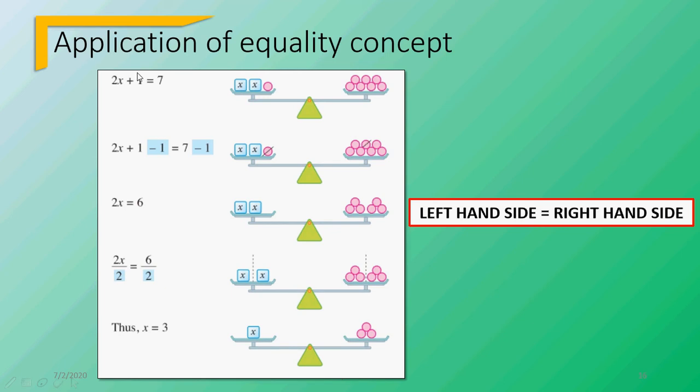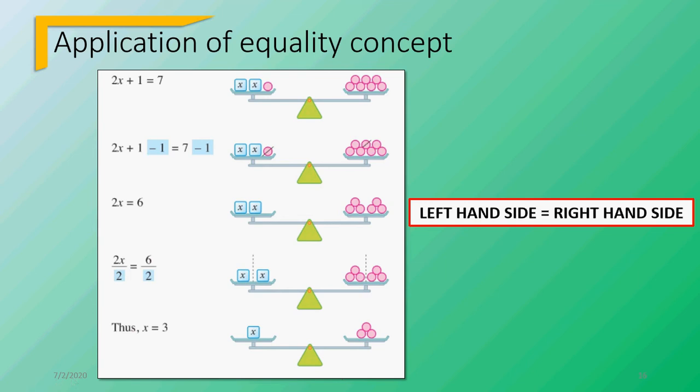So look at this example. Original equation, you have 2x plus 1 equals 7. Next step, we have minus 1 at the left hand side, so we also have to minus 1 at the right hand side. Why? Because this is the equality concept. All that happens at the left hand side must also happen at the right hand side. Why do we have to minus 1? Because we have to eliminate this plus 1.